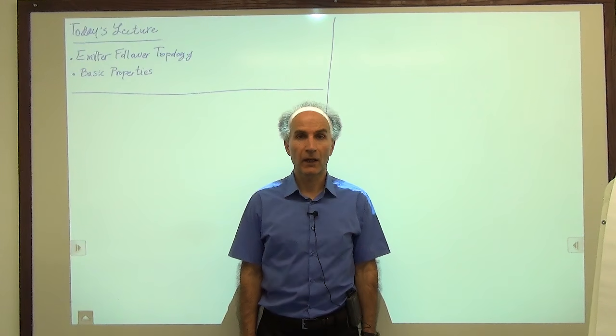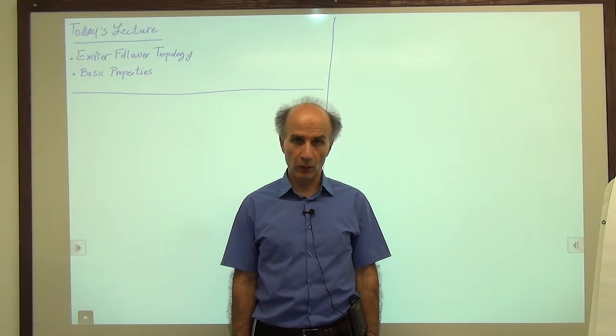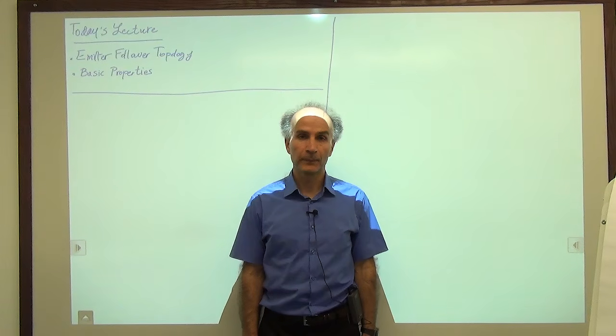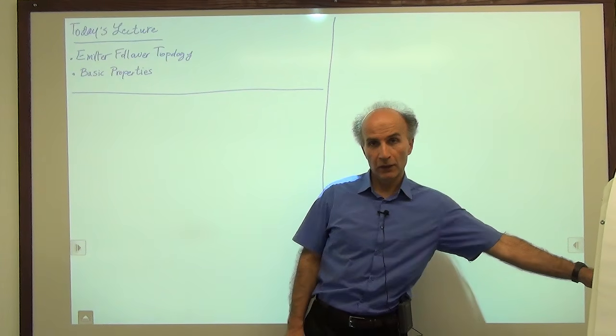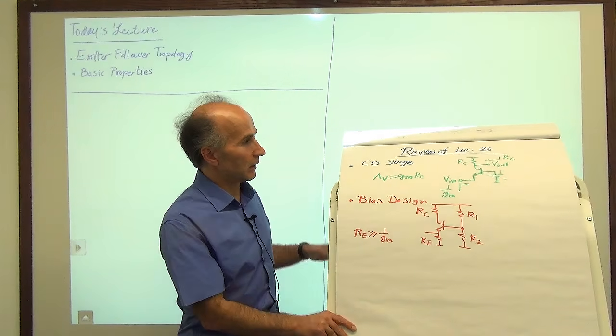Today we will look at another amplifier configuration called the emitter follower, which is realized using bipolar transistors. Before we go there though, let's take a look at what we have learned in the past lecture. So here's where we left off.